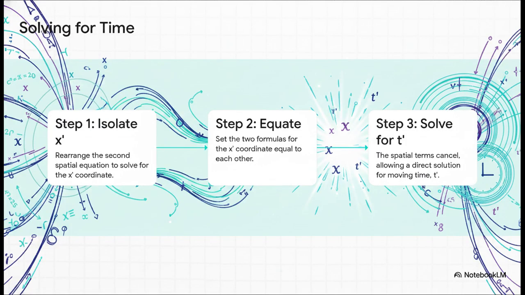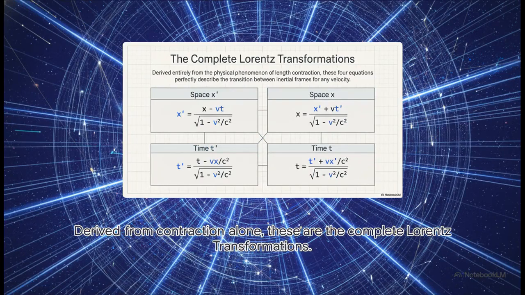And now for the big payoff. We have 2 different equations that describe space, just from 2 different viewpoints. So what happens if we set them equal to each other? Well, the space coordinates all cancel out in this really elegant way, and it lets us solve for the one thing we weren't even looking for, time itself. And there it is. Just look at that result.